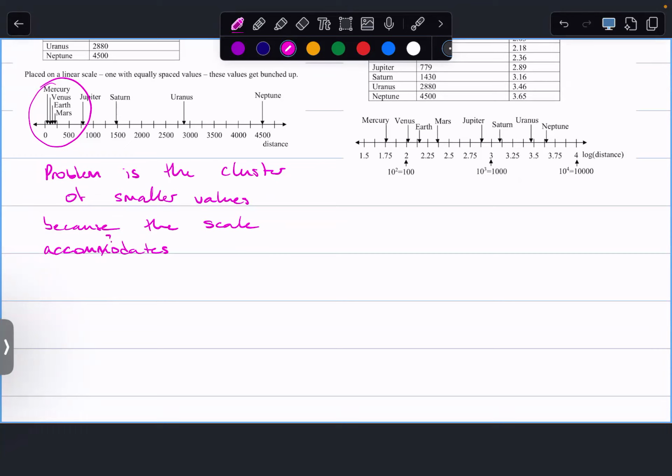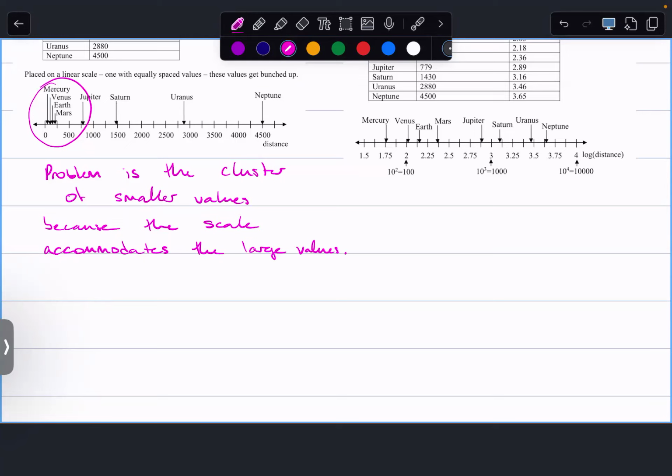There. I think, yeah, accommodates, I don't know. Accommodates. Hey, score. Accommodates, wow, okay. The large values.